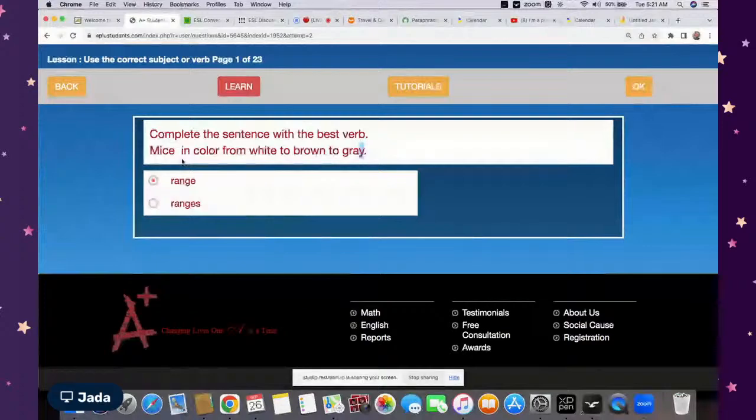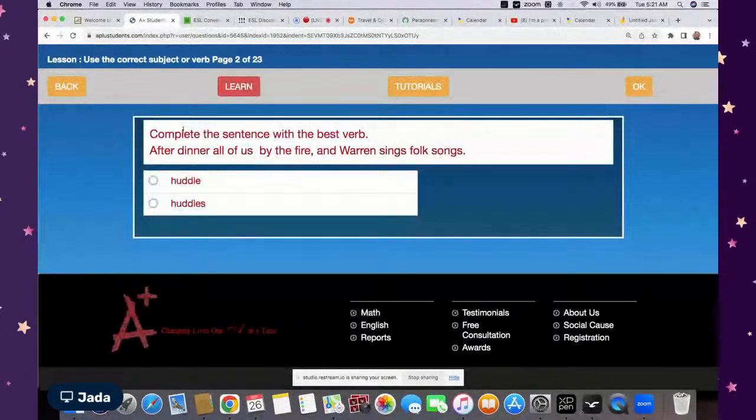Now, let's move on to the next one. Complete the sentence with the best verb. After dinner, all of us, we have an empty space here. After dinner, all of us dash by the fire and Warren sings folk songs.